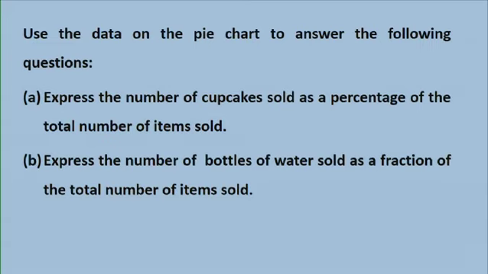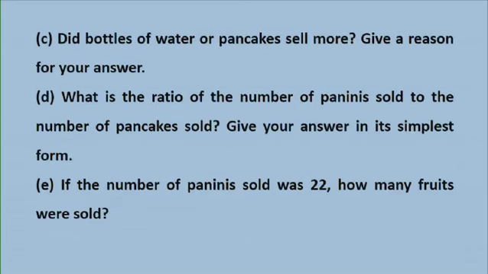Part B. Express the number of bottles of water sold as a fraction of the total number of items sold. Part C. Did bottles of water or pancakes sell more? Give a reason for your answer. Part D. What is the ratio of the number of paninis sold to the number of pancakes sold? Give your answer in its simplest form. If the number of paninis sold was 22, how many fruits were sold? This is for part E.